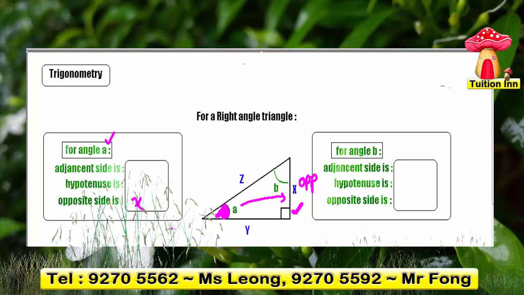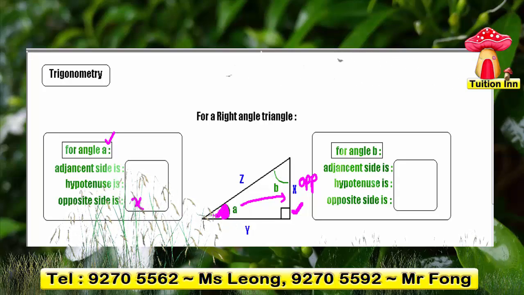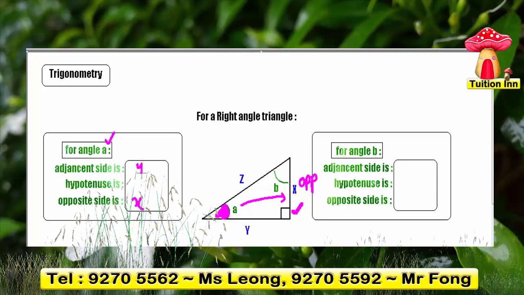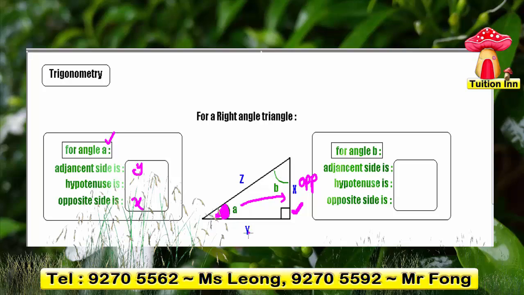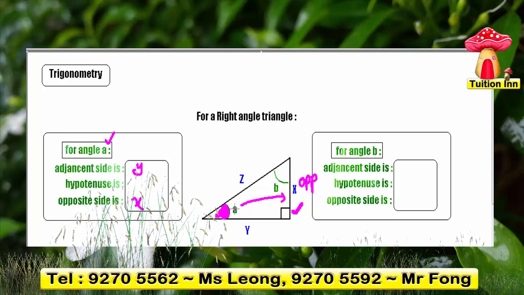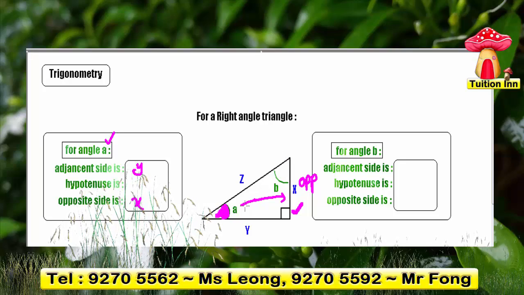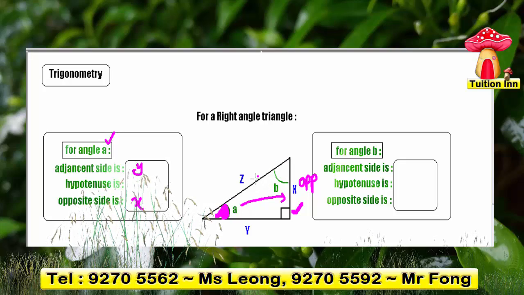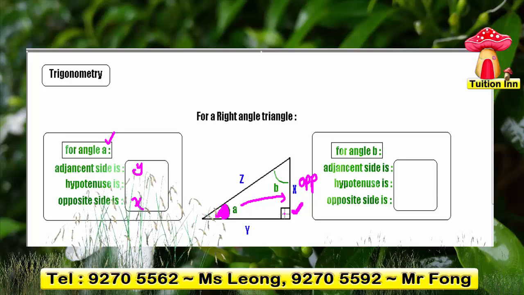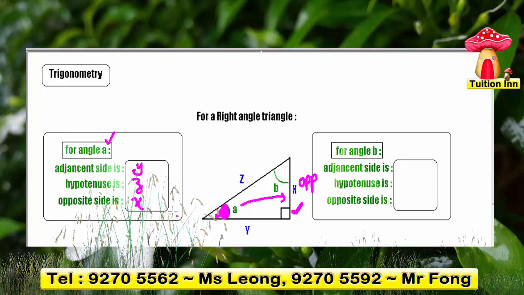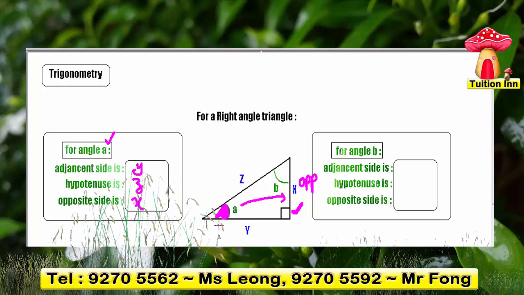And the length where this angle is sitting on, the shorter one, is the y. That one we call the adjacent side. This length y we call the adjacent side for angle A. And the longer side is unique. No matter which angle you pick, this longer side is always there and is always facing your 90 degree. That is your hypo. We call it z, the length z here.